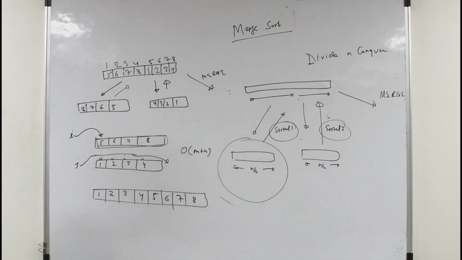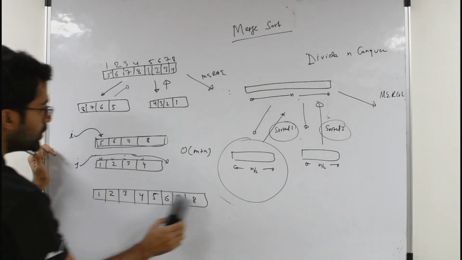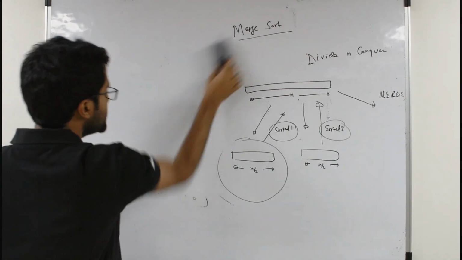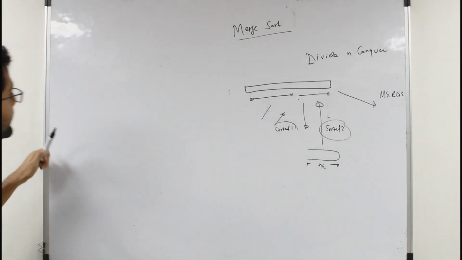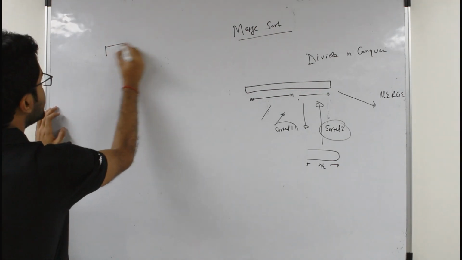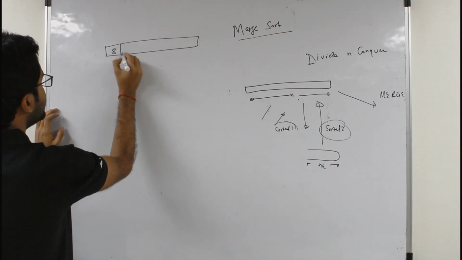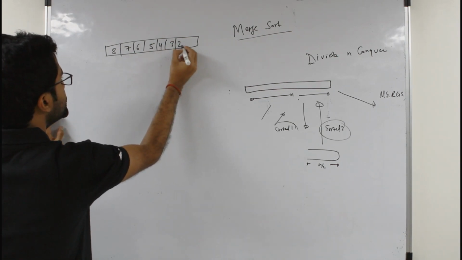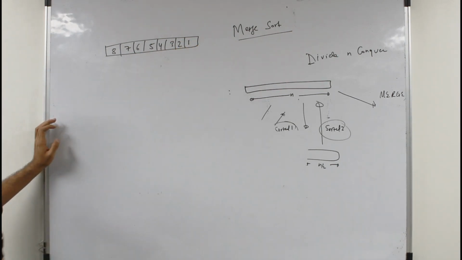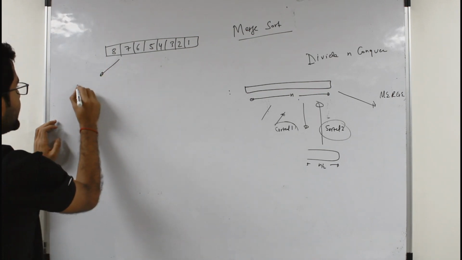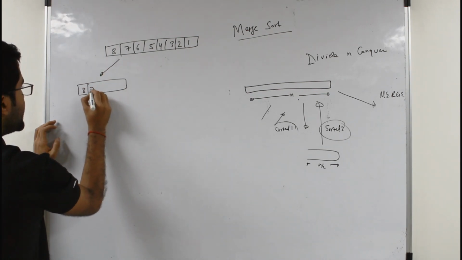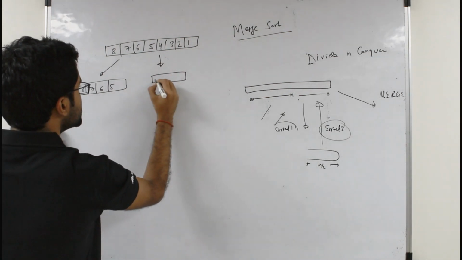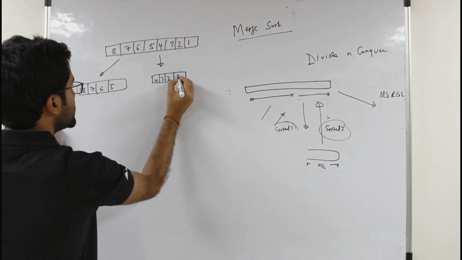Now in the context of merge sort, let's try to understand how this merge procedure actually operates. I will take an array that contains 8, 7, 6, 5, 4, 3, 2 and 1. First, I divide it into 8, 7, 6, 5 and 4, 3, 2, 1.